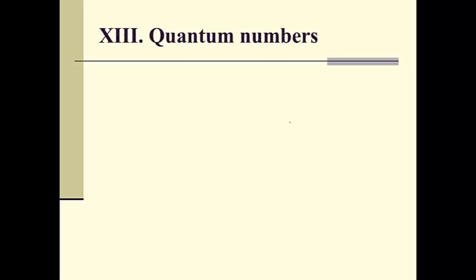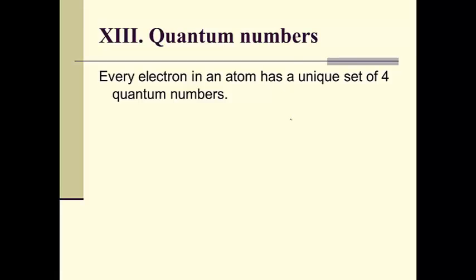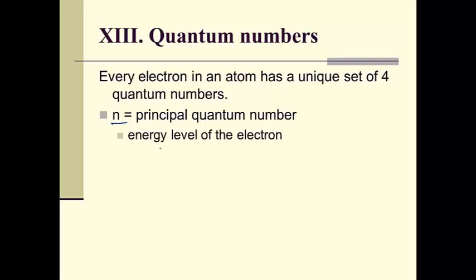Now the next thing we look at is quantum numbers. Every electron in an atom has a unique set of four quantum numbers. The first number that you give it is called the n number, or the principal quantum number. This is simple: figure out where the electron is located, what energy level. The first number is going to be the same as the energy level of that electron.